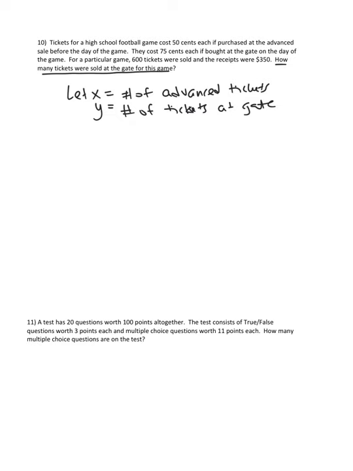The first relationship, I'm going to start with the easy one, is that there's 600 tickets sold. So I'm just going to go x plus y equals 600. That's the quantity. Then there's the value. The value, I'm going to highlight in blue, says that the value of all the tickets was $350, 50 cents each for the advanced tickets, and 75 cents each for the ones bought at the gate.